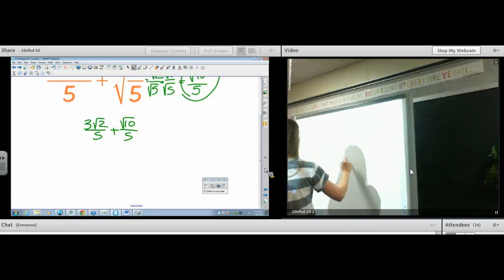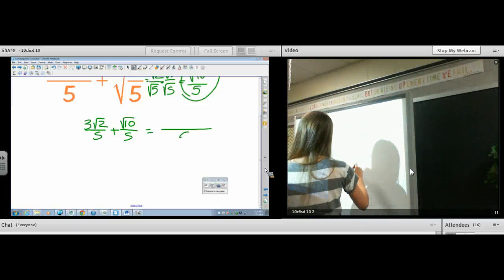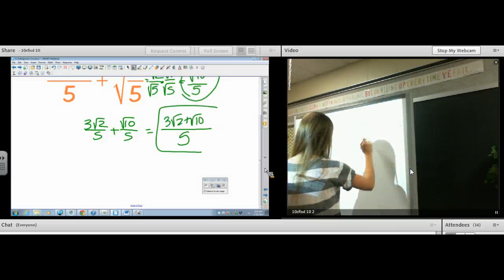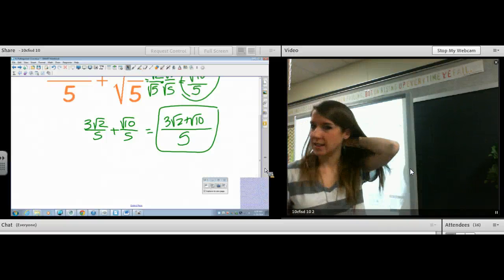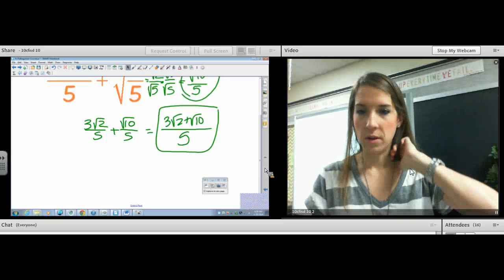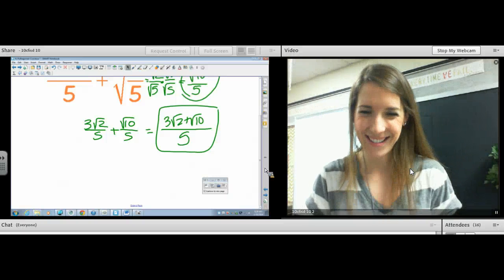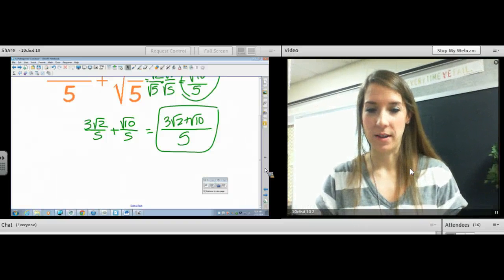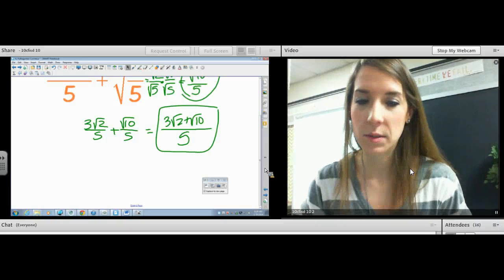So our final answer is 5 for sure the denominator, and then there's our numerator. Believe it or not, that is the simplified answer to this problem. Yes, Tahani, you're right. You cannot combine root 2 and root 10. Don't do it. Let's move on to the homework.